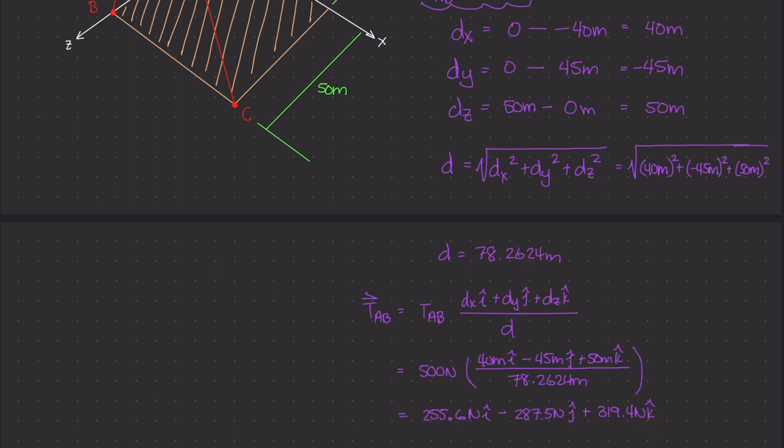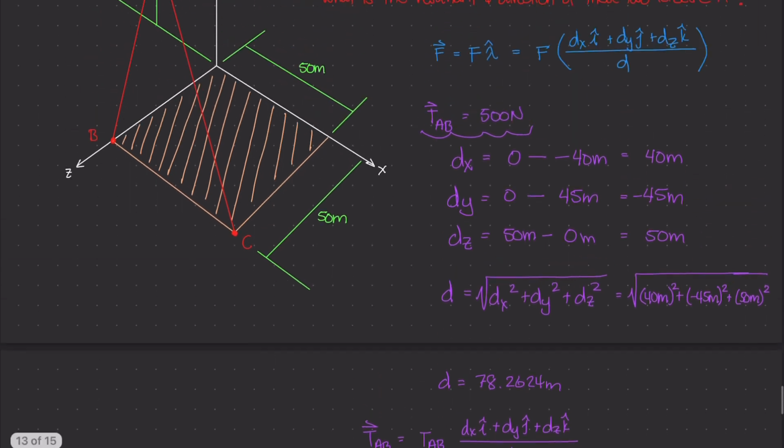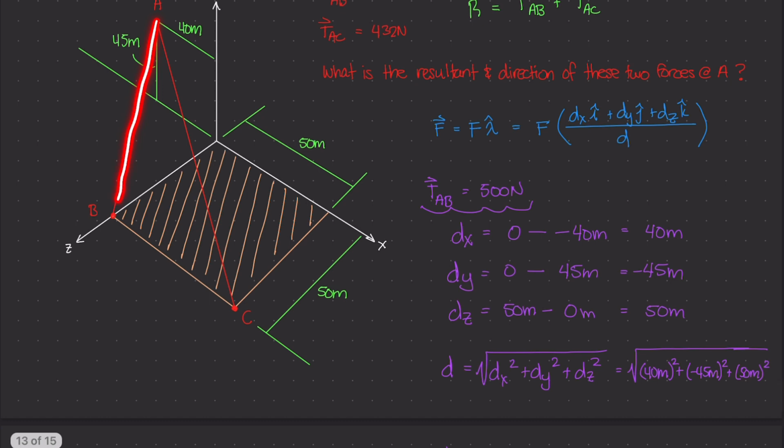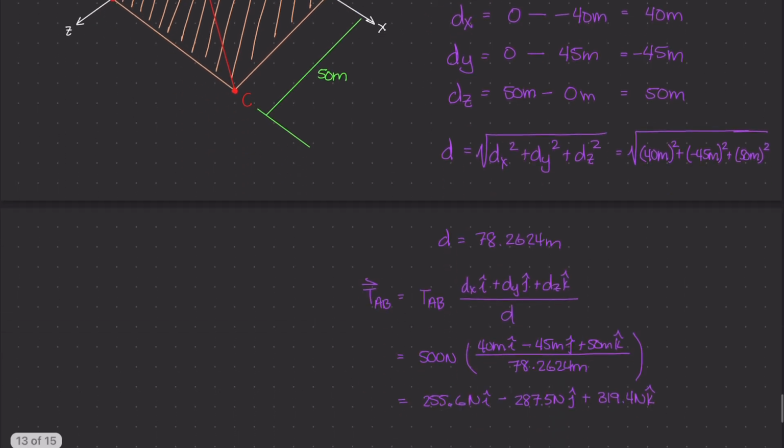And so that sort of makes sense, because when we look at this T_AB force, you can see that there's going to be an x component that's positive, there's going to be a y component that's negative, and then there's going to be another z component that is also positive. So that's a good way to check the signs when you're working with these sorts of problems. So awesome, we figured out what T_AB is, and it's this right here.